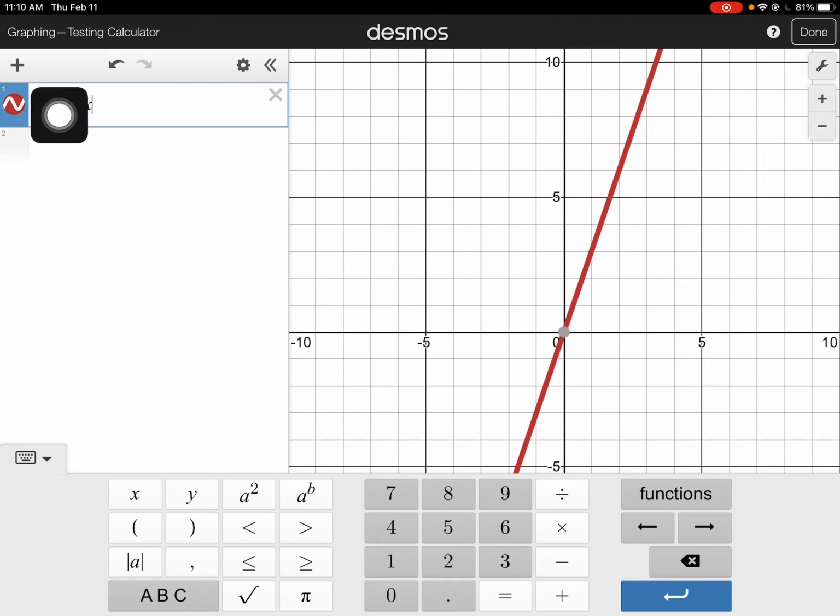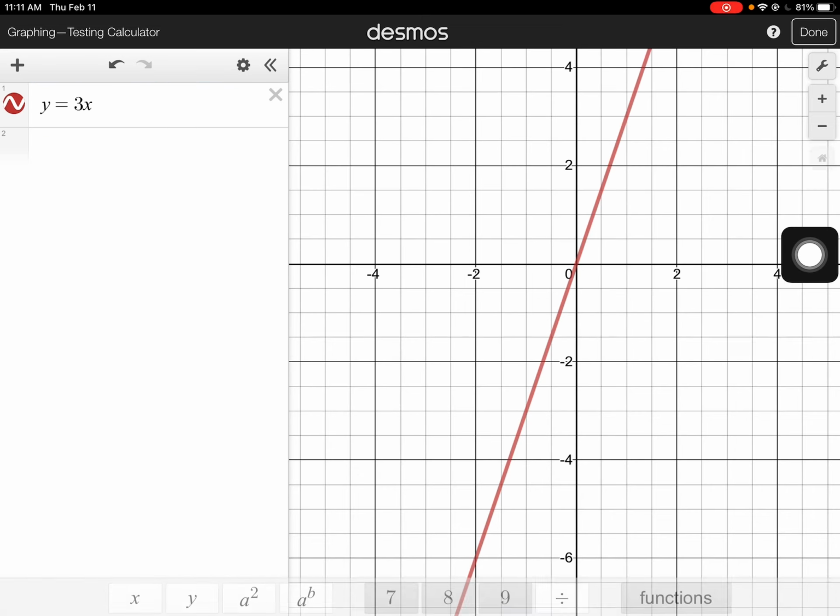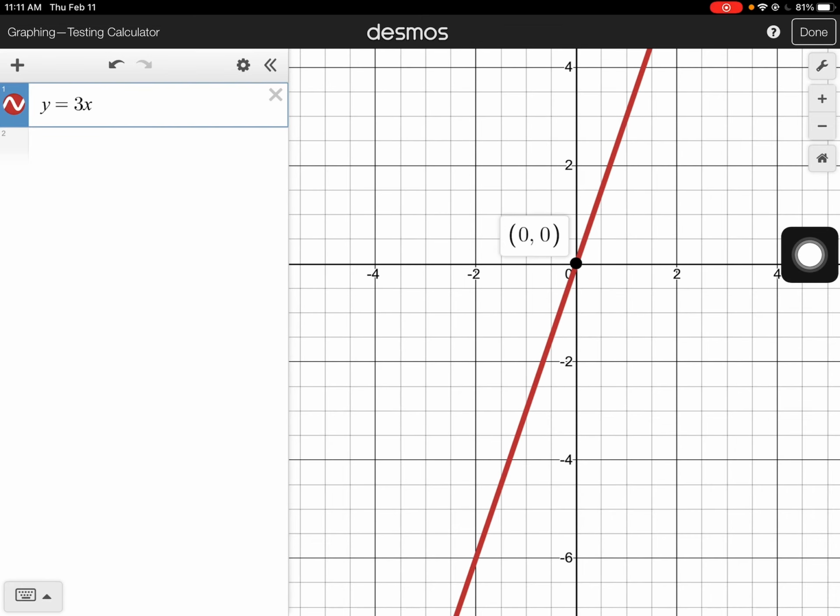Your k here is 3, not the slope. This is not the same thing as slope-intercept form. You can kind of think about it like the slope, but it's not slope. So 3 is your k here, and then your y-intercept is 0 because it's plus 0. So you'll notice if I click on the origin, that's where it goes through. It goes through the origin.